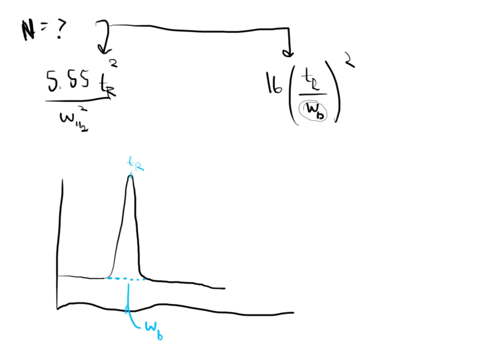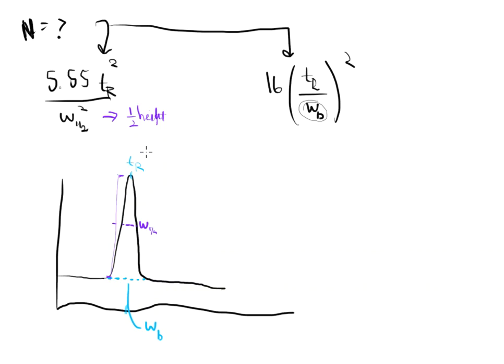Now, sometimes the width at the base is not practical, and it's actually better to give you a width at a different spot. The W1/2 basically is the width at half height. So what they do is they take the peak and they measure how tall the peak is, and then they take half of that height. And wherever that crosses the peak, that's going to be W1/2.